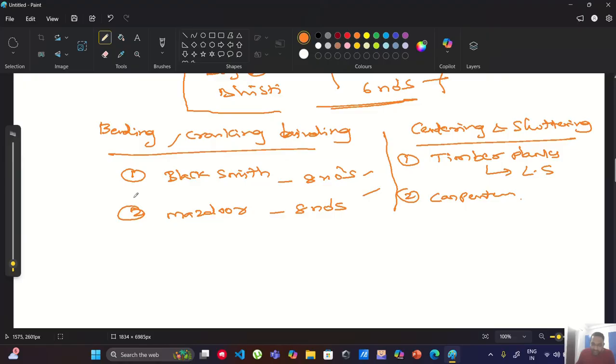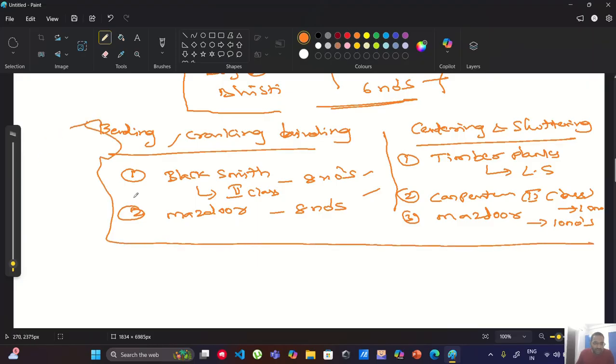There is a carpenter required, and we can call it a second class carpenter. Here also a blacksmith is required, as per standard, a second class blacksmith, and along with the carpenter, one mazdoor is also there for helping. Now when it comes to the carpenters, how many carpenters are required for this work? 10 numbers, and mazdoor also 10 numbers. These are the extra different labors for this particular RCC work.